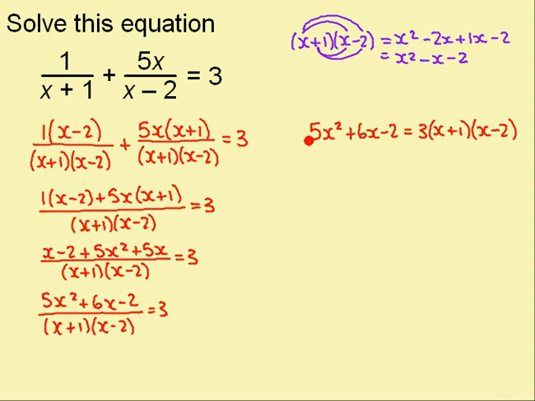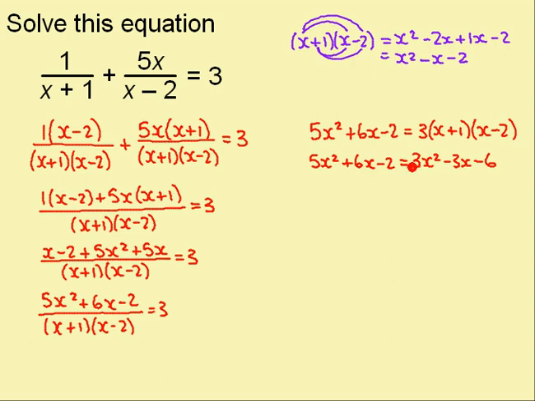So now on this side, I still have 5x² + 6x - 2. But on this side, I've got 3 of this. So that's 3x² - 3x - 6. Now I've got a quadratic on both sides here. What I'm going to do is get everything onto one side so that it's equal to 0, because then I'll be able to solve the quadratic.